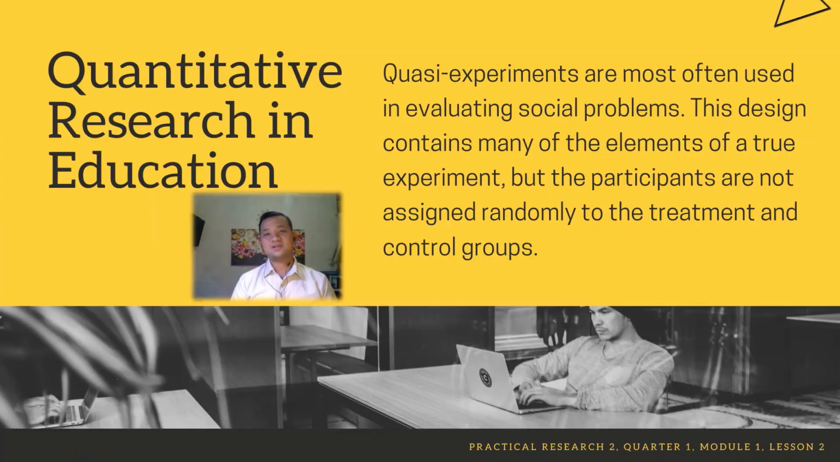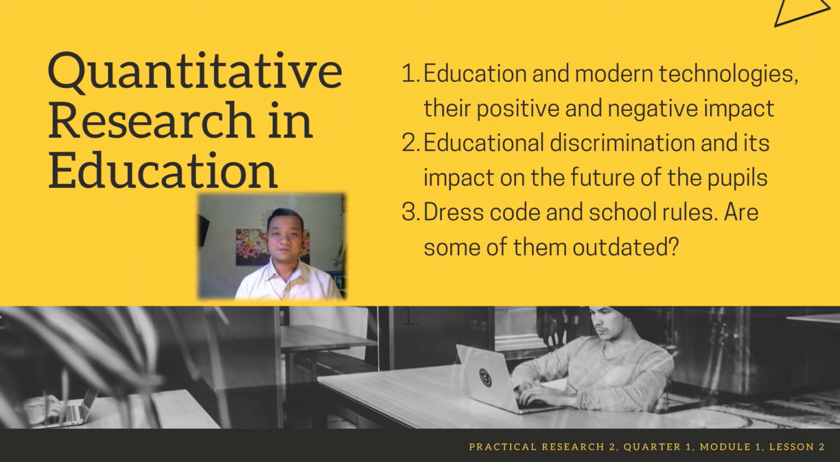In the field of education, quantitative research, particularly quasi-experiments, are most often used in evaluating social problems. This design contains many of the elements of a true experiment, but the participants are not assigned randomly to the treatment and control groups. Here are some examples of possible topics for quantitative research in education.